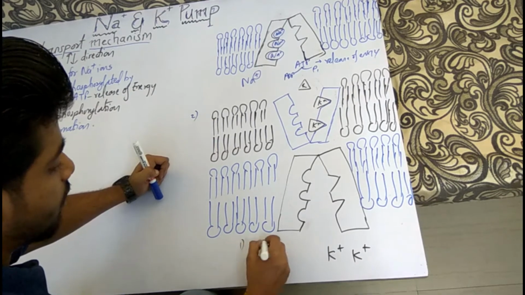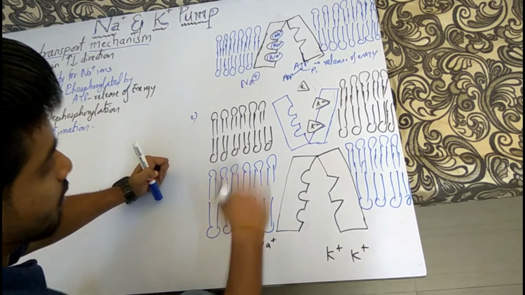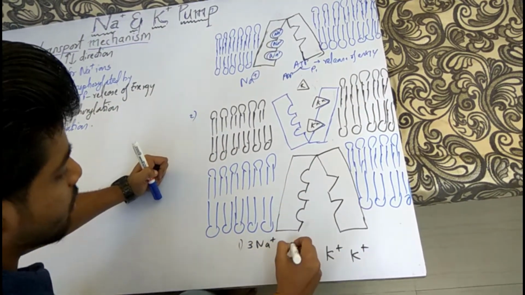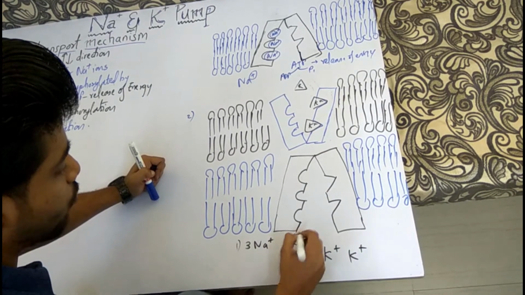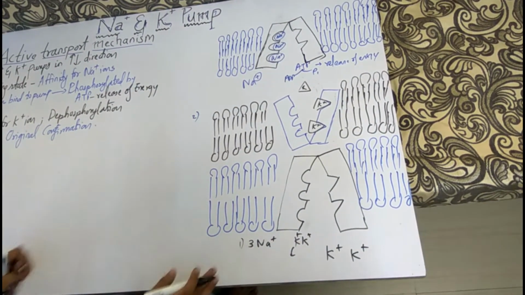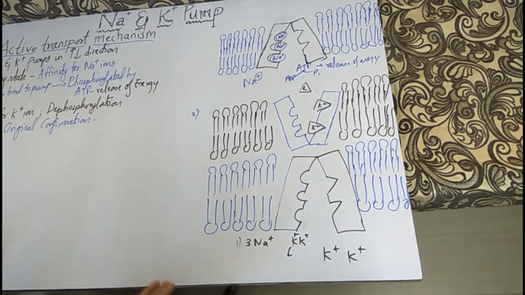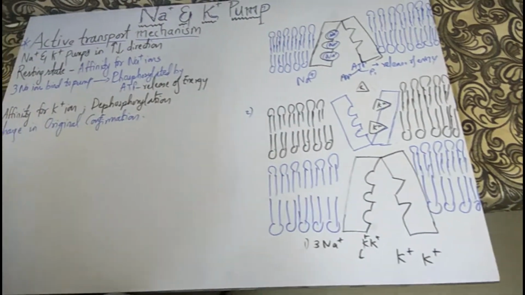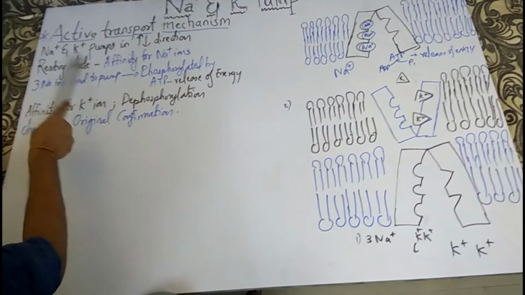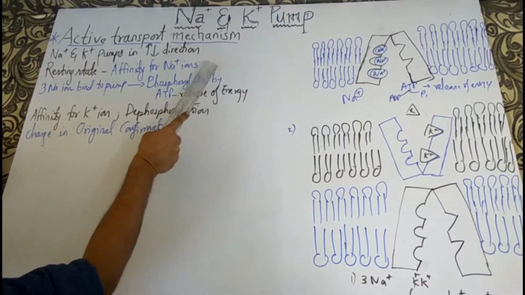In every cycle, 3 sodium ions are released outside and there is an influx of 2 potassium ions inside. So this is basically how the sodium potassium pump functions. So we will first start with our explanation that sodium and potassium are pumped in opposite directions.